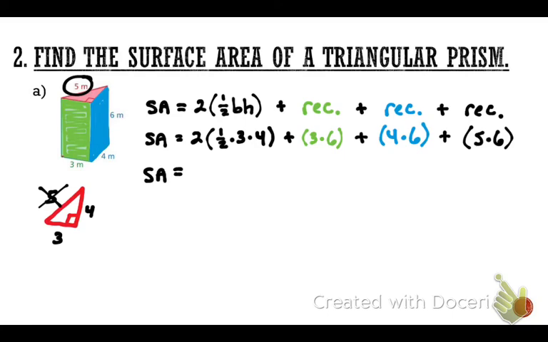SA equals, I'd like to look at this part first. We're going to do our parentheses first, but before we do anything else, let's look at 3 times 4. What's 3 times 4? 12. What is half of 12? 6. And then what is 2 times 6? 12. So let's write this down. Plus 3 times 6? 18. So that's the area of just that green rectangle. Jace, what's 4 times 6?